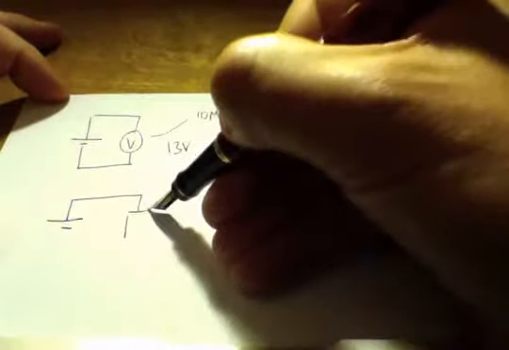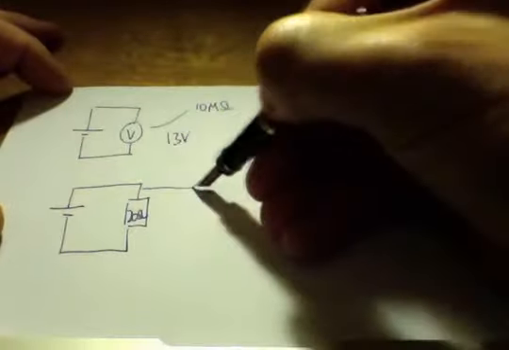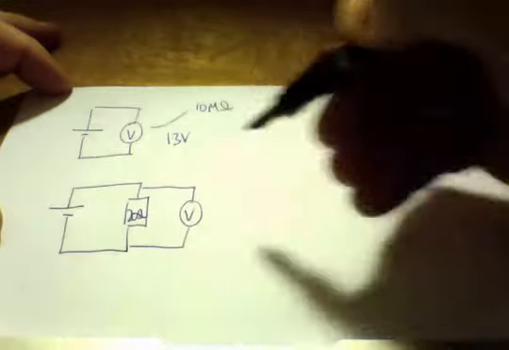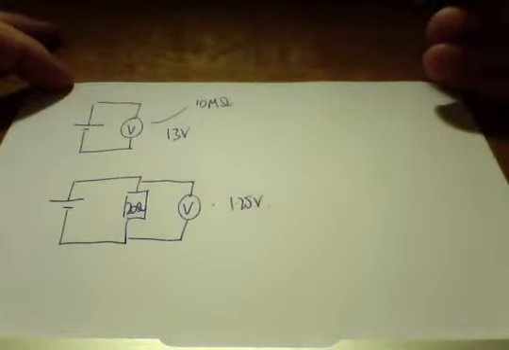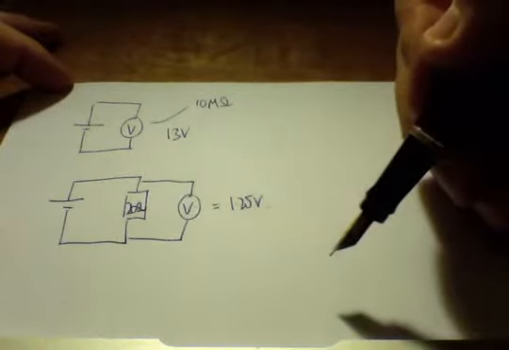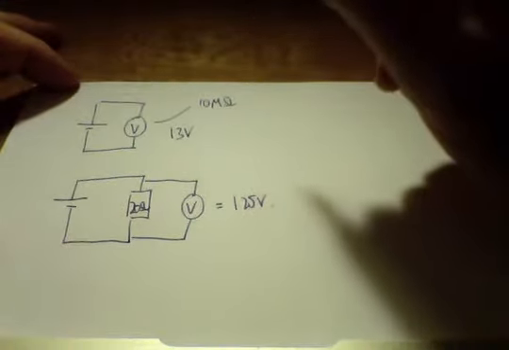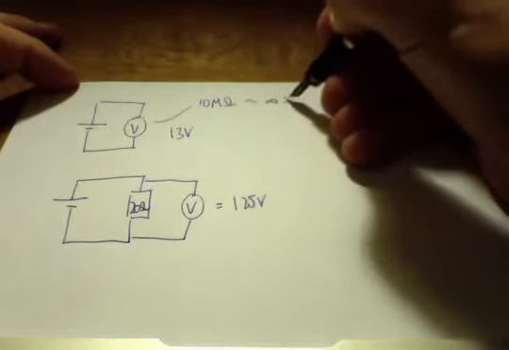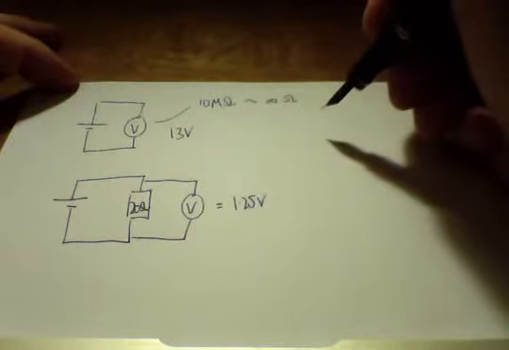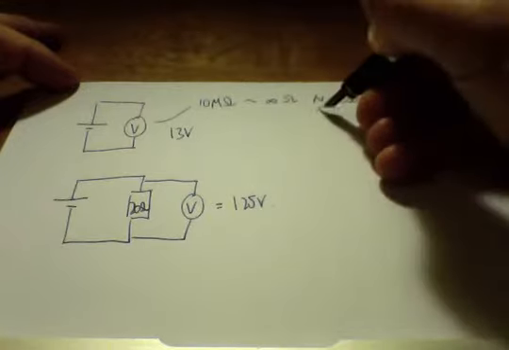Now if we put the cell across a 20 ohm resistance, then the voltmeter reads 1.25 volts. So why is there suddenly a difference going on here? Let me describe it first and then I'll let you sort it out yourselves. 10 mega ohms is nearly infinity ohms, or we can assume it's infinity ohms. And that means that no current is drawn.